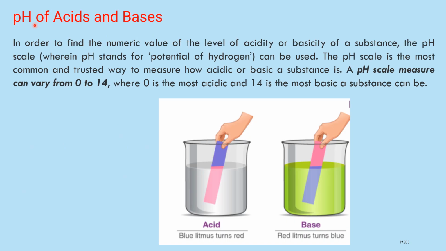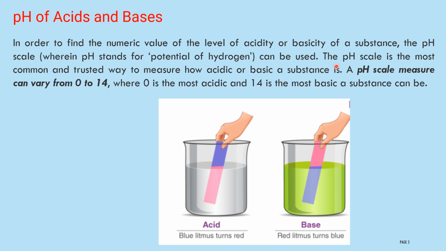Next one, pH of an acid or a base. In order to find the numerical value of the level of acidity or basicity of a substance, the pH scale, where pH stands for potential of hydrogen, can be used. If a given substance, how much it will be acidic or basic, it will be measured by pH scale. pH stands for potential of hydrogen.